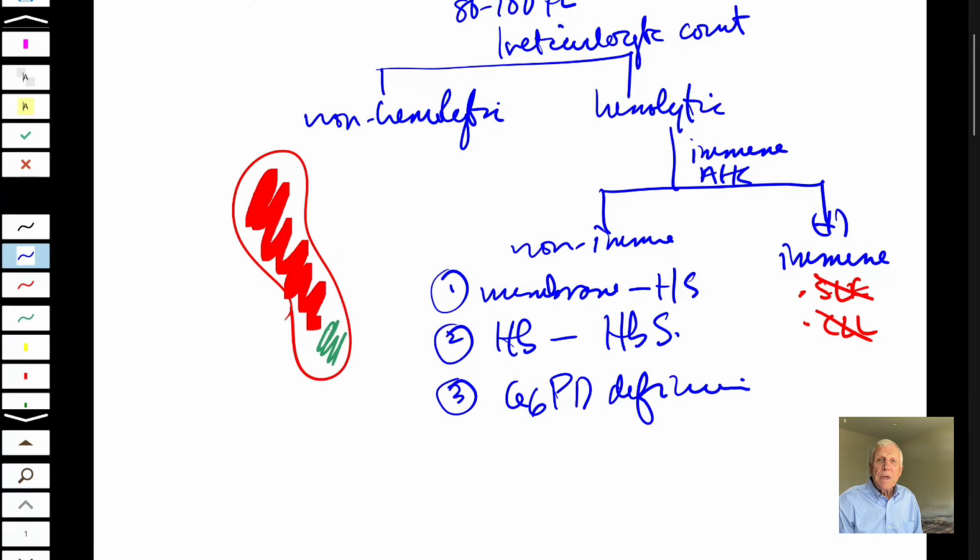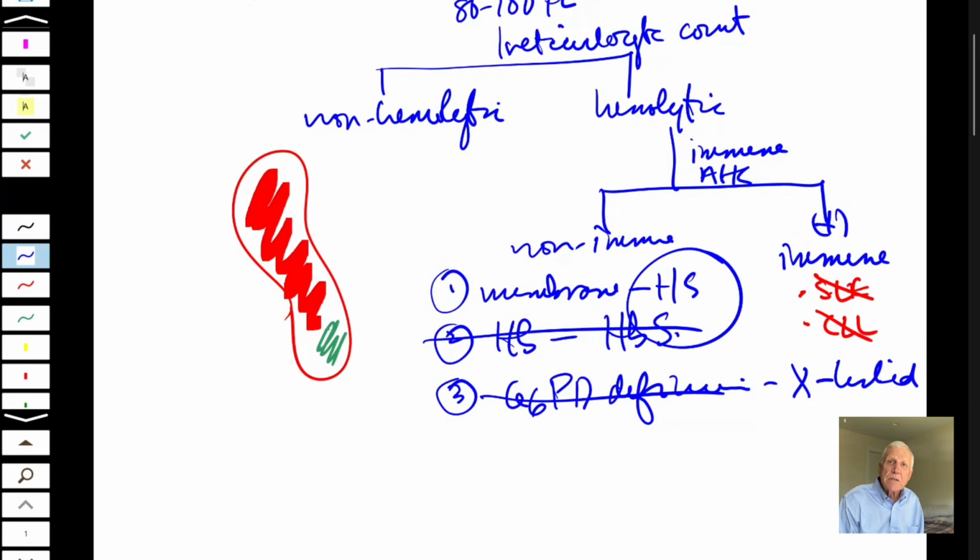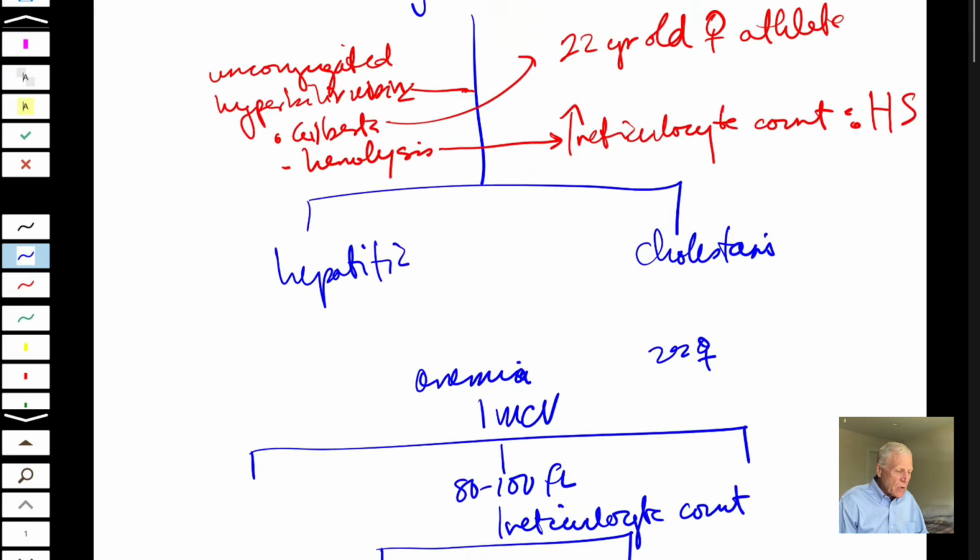Okay, well, if it's going to be sickle, it's going to have to be homozygous. They're sick as little kids. They're not 22-year-old female athletes. And if it's going to be G6PD deficiency, yeah, these are X-linked. So she's a female. So what am I left with? I'm betting HS. And to me, that seems very straightforward. And it did not go well with my students. So that's the first case. Why is that so hard?